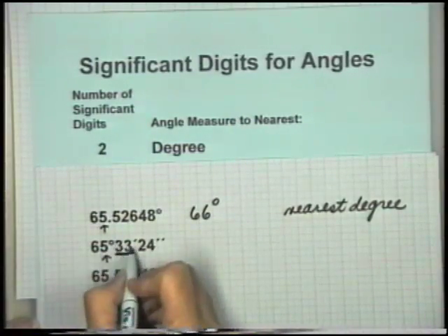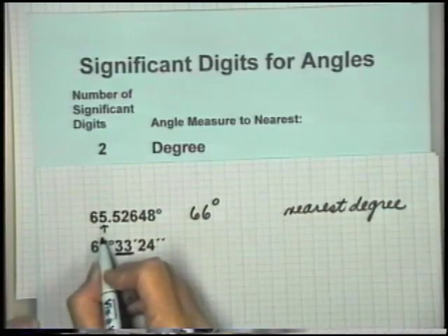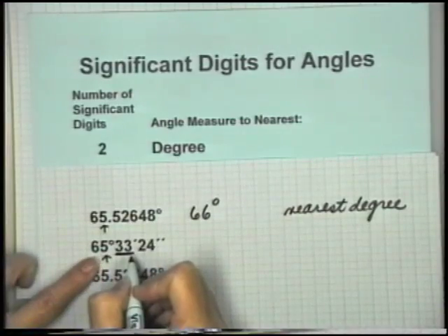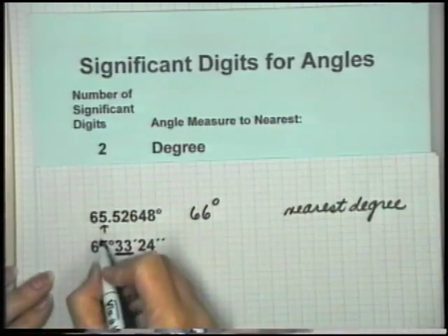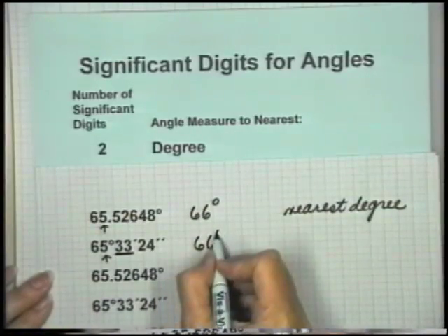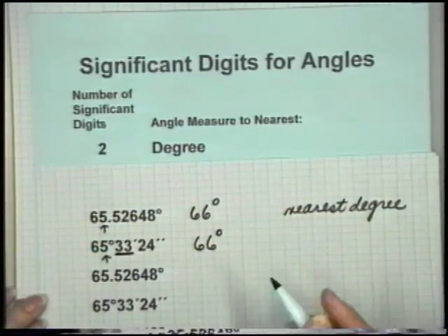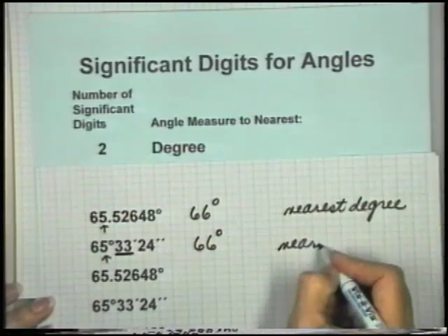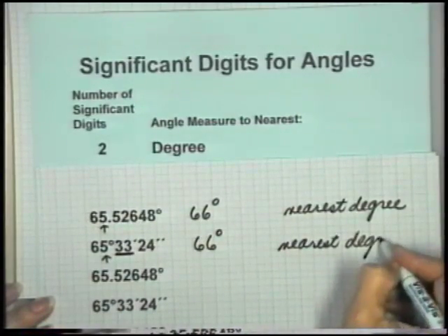Now, how many minutes are there in a degree? There's 60 minutes in a degree. So how many minutes would be in half of a degree? 30 minutes, that's right. So in this problem, if this quantity is 30 minutes or more, we would add 1 here, but if it was 29 minutes or less, then we would leave this as it is. But since this is greater than 30 minutes, we would round up by adding 1 to the 5, and we would have 66 degrees, and that would also be to the nearest degree.